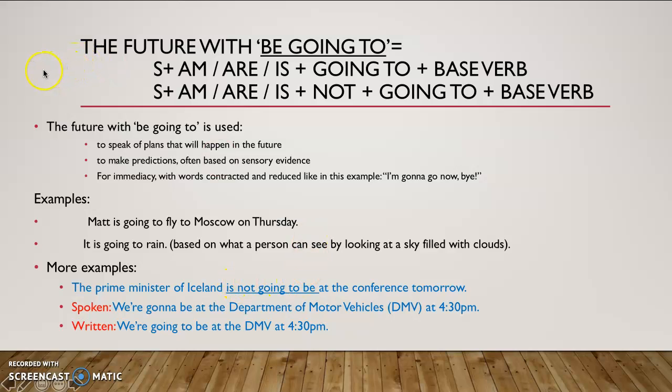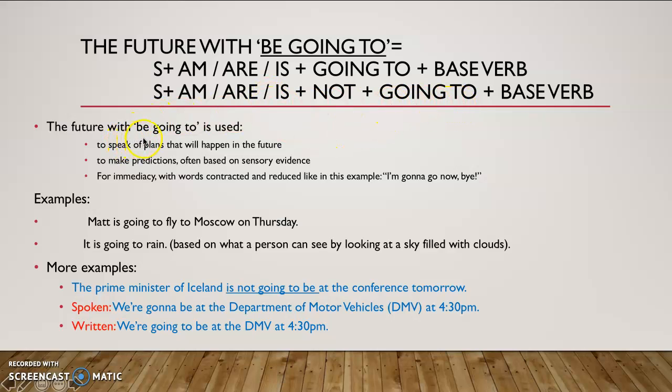Moving on to our third tense for the future, we call it the future with be going to. To form it, we have a subject plus a be conjugation in the simple present. So either I am, you are, or he, she, it is, we are, or they are, plus going to, and then the base verb form. If we want to create the negative, we can put not between the be and going to.